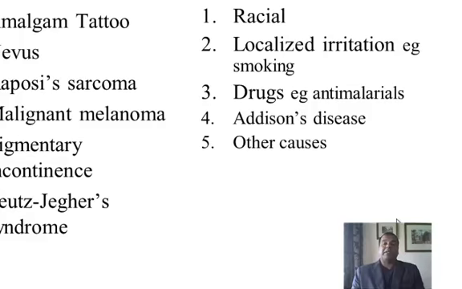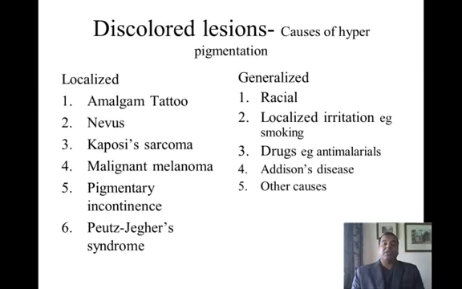So if we split the types of lesions into localized and generalized, a localized discoloration may be listed as an amalgam tattoo, a nevus, a Kaposi sarcoma, as with HIV and AIDS patients, malignant melanoma, as in the case outlined previously, or pigmentary incontinence, where previous damage may cause melanin pigment to be spewed out into the surrounding tissue, so that when the healing occurs, it leaves a brown or dark discoloration. Peutz-Jeghers syndrome can also cause localized lesions.